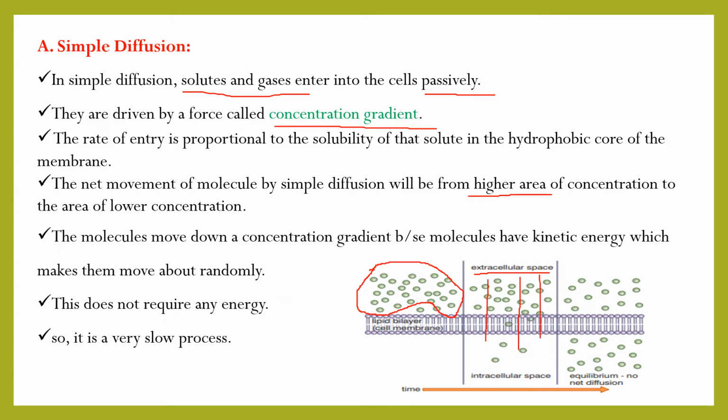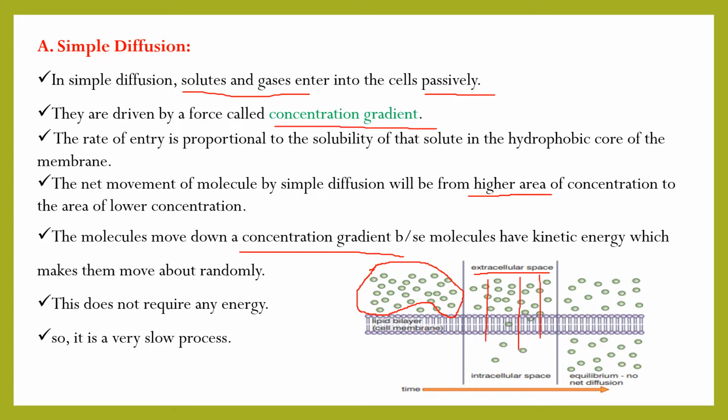Then at the end of diffusion, the net movement of these molecules is almost zero, because at equilibrium there is no net movement. Therefore, simple diffusion will be from areas of high concentration to areas of low concentration until equilibrium is attained. The molecules move down their concentration gradient, meaning the net movement of molecules is from areas of high concentration to areas of low concentration.